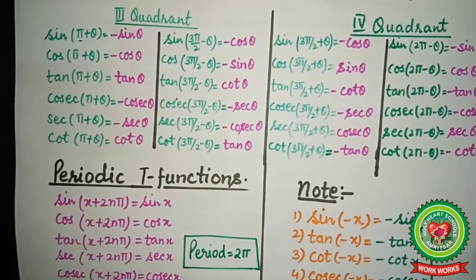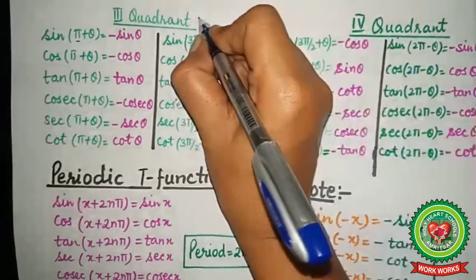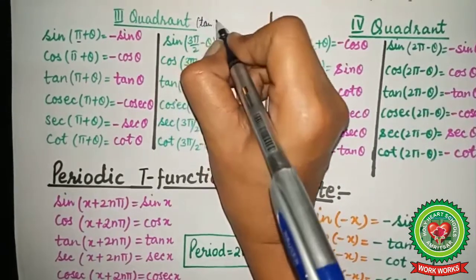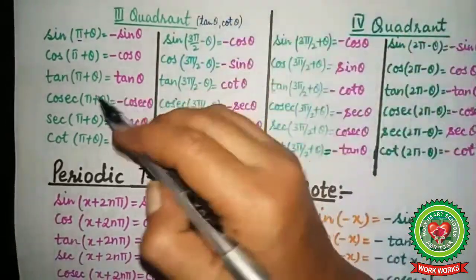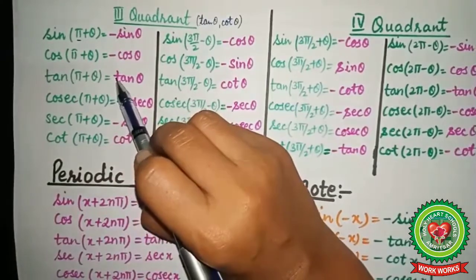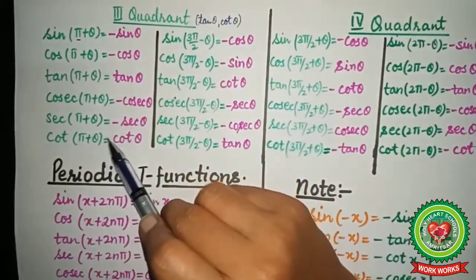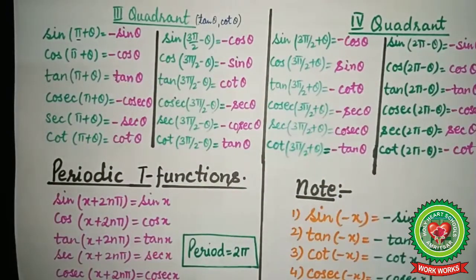So we will check their signs only. Now the third quadrant is meant for tan and cot, so these two functions will be positive. In front of tan there is a plus sign, and in front of cot it is a plus sign. All others will be negative and the function will remain the same.